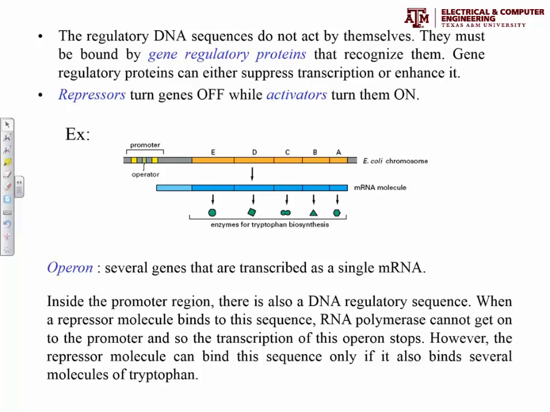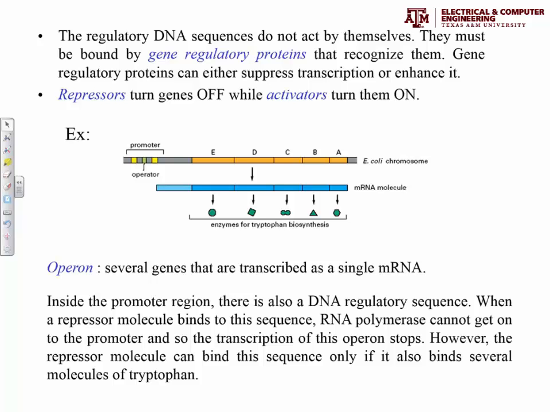Now, gene regulatory proteins can either suppress transcription, they can shut it off, or they can enhance transcription. So activators will turn genes on, and a gene turning on means transcription is starting: the corresponding stretch of DNA is being copied into messenger RNA. Off means transcription is shutting off. So repressors would turn genes off.